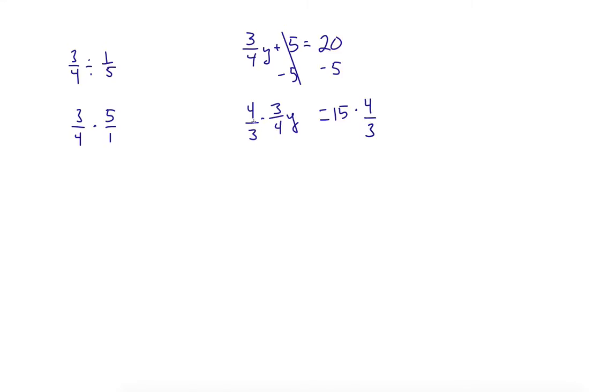All right? Now these all cancel out because I can cross cancel these 4s and the 3s. They both become 1s. So I'm left with just a y over here. And then of course, 15 times 4/3, well that's going to be 15 over 1 times 4/3. I can cross simplify here. This 3 goes into itself once, and the 3 goes into 15 5 times. So 5 times 4 is 20 over 1, which of course equals 20. So y equals 20.